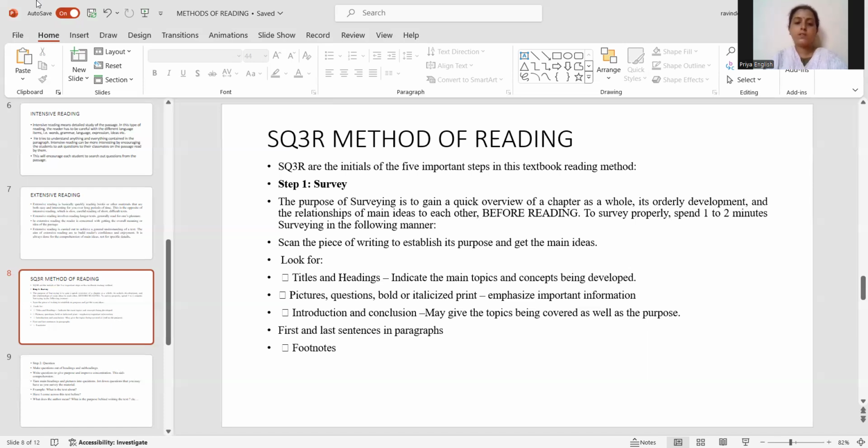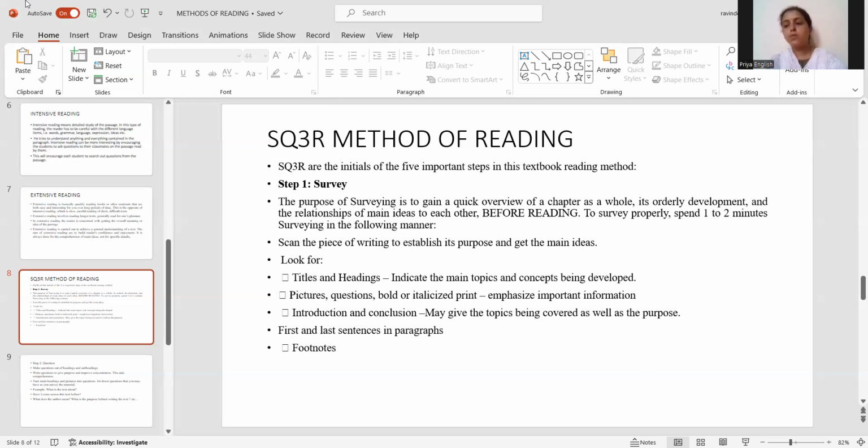Okay. So the next thing you could do is the introduction and conclusion. When you look into the introduction and go through the conclusion, you get the overview of that particular text. It will tell you about the topics which are going to be covered. It will tell you about its purpose, how it could be helpful and useful to you. And next, you could read the first and the last sentences in the paragraphs and footnotes, if any.